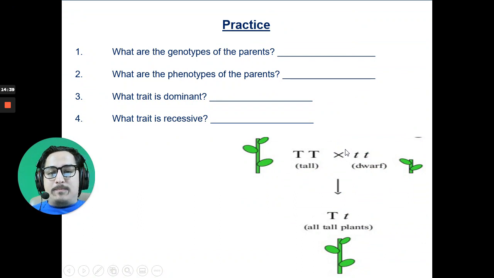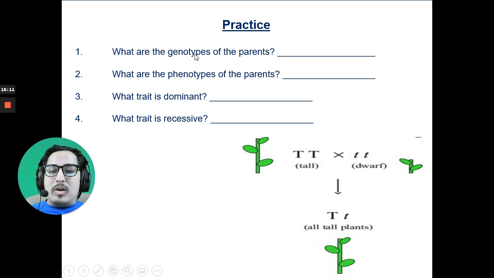Practice. What are the genotypes of the parents? So here at the top, these are the parents, and they're going to be crossing with each other. This parent is tall, and this parent is dwarf, right? They're going to make a baby. They're going to make a seed that's going to turn into another plant. The babies are going to look like this. All the babies are going to be tall. And we'll talk about the details of this tomorrow, but for now, just the vocabulary.